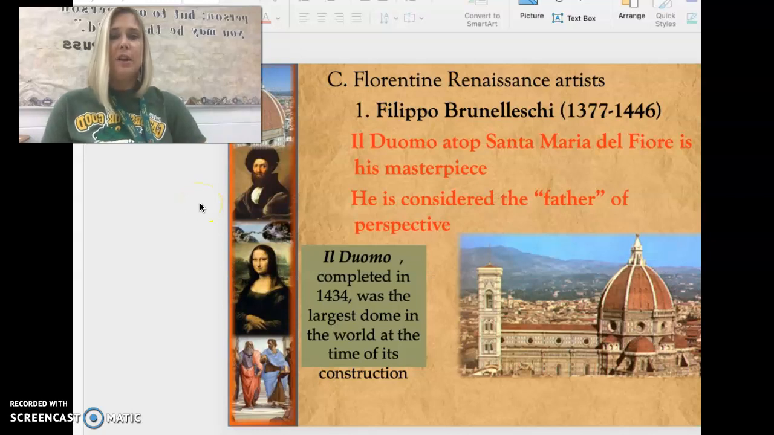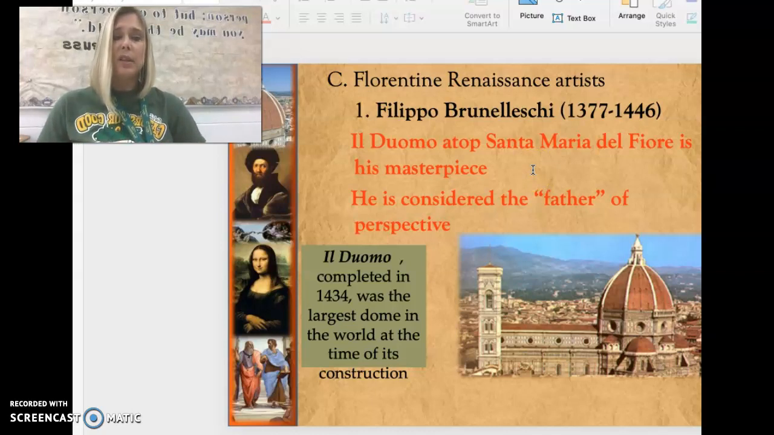So when you're filling in your outline, make sure you know that Brunelleschi is an architect of the Renaissance period, and his masterpiece is what they refer to as Il Duomo, which sits on top of the beautiful Santa Maria del Fiore, this beautiful cathedral right here. So the Duomo is his masterpiece. You can see here that it was the largest dome in the world at the time of its construction. So this, again, is what made him so famous.